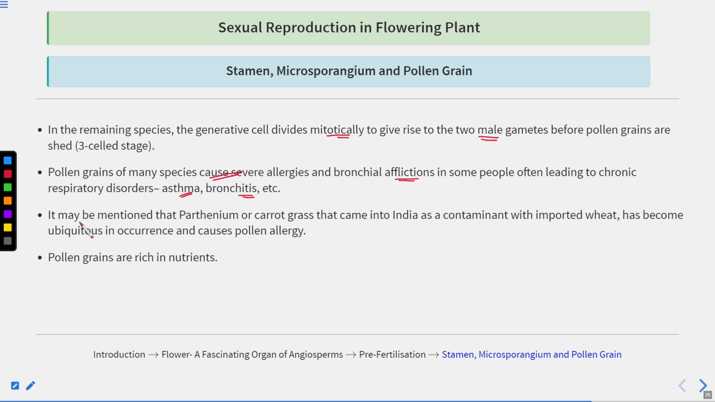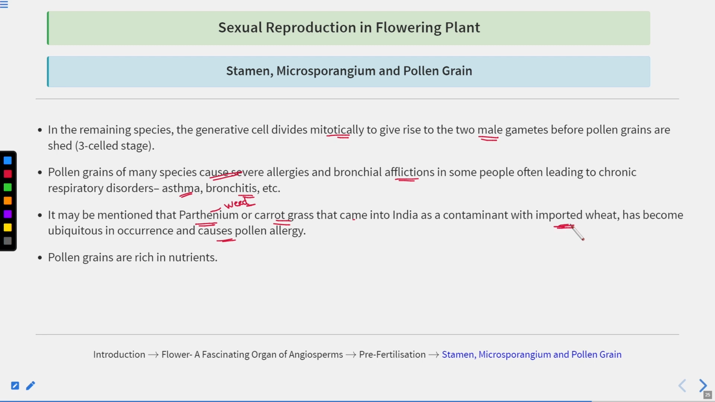Now it may be mentioned that Parthenium, also known as carrot grass, came into India as a contaminant with imported wheat. Clear? Now it has become ubiquitous in occurrence and causes pollen allergy. So Parthenium you must have seen on the roadside. It is a weed actually. Parthenium is a weed now. It is an unwanted plant.